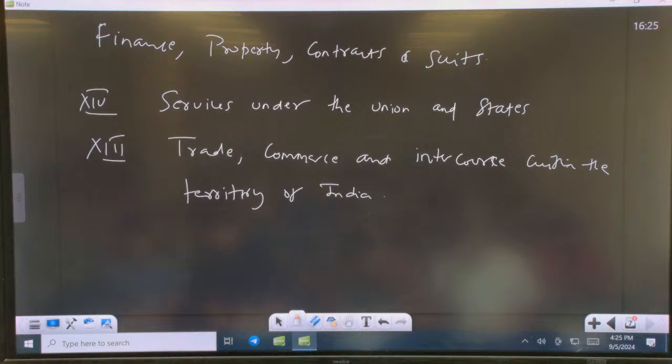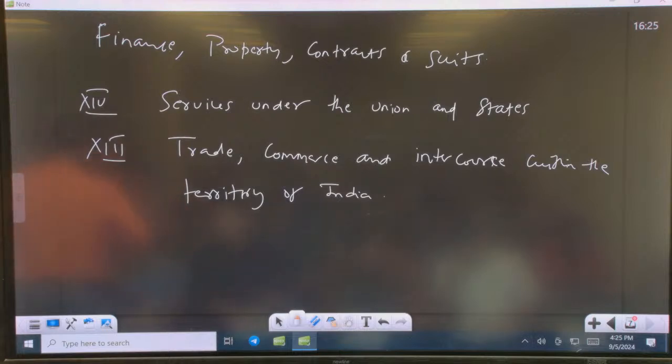And Part 14 is services under the Union and states. Tell me, we are studying for SSC and banking. Is SSC a central government service or a state government service? This is a central government service. The recruitment is done by the central government. SSC, Staff Selection Commission, is a central government body, with AISL, All India Service Liability.